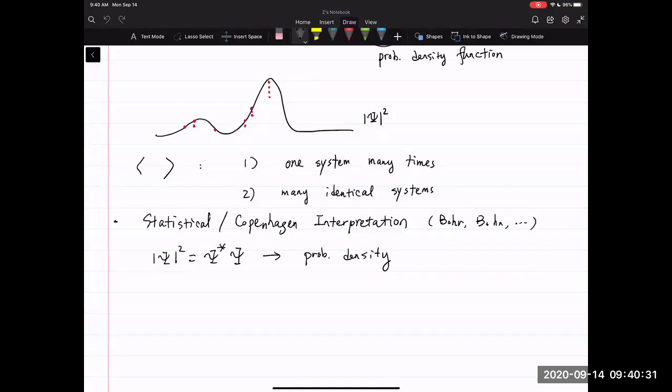And there have been many attempts to dig further into what is happening here. One obvious interpretation would be that this theory itself is incomplete.